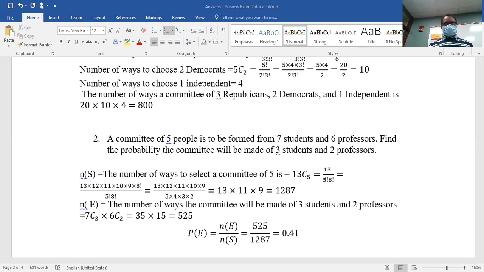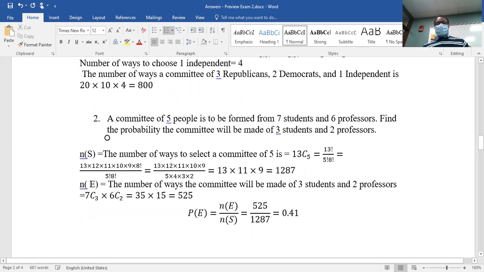So they want us to write here 13. Each calculator has its own way. This is 13 combination 5. I took this calculator from Google. Then we go back, so you can do 13 combination 5.